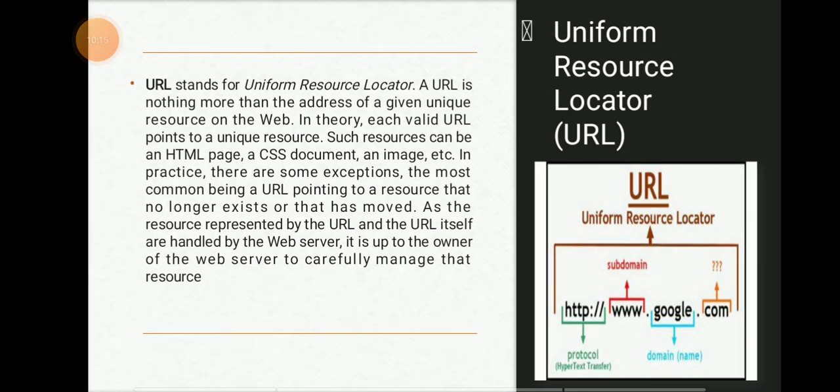For my last slide, it is all about Uniform Resource Locator, URL. So what is a URL? A URL is nothing more than the address of a given unique resource on the web. In theory, each valid URL points to a unique resource, such as an HTML page, a CSS document, an image, etc. In practice, there are some exceptions, the most common being a URL pointing to a resource that no longer exists or that has moved. So a URL is a unique identifier used to locate resources on the internet.